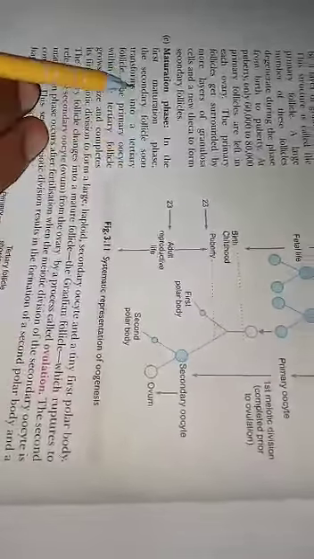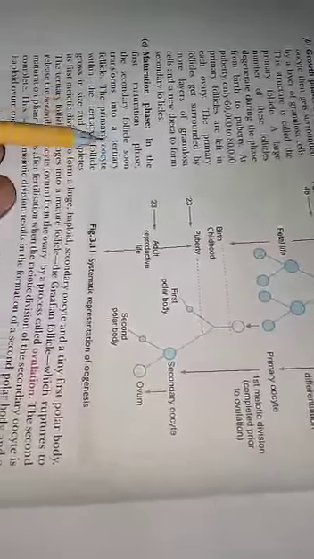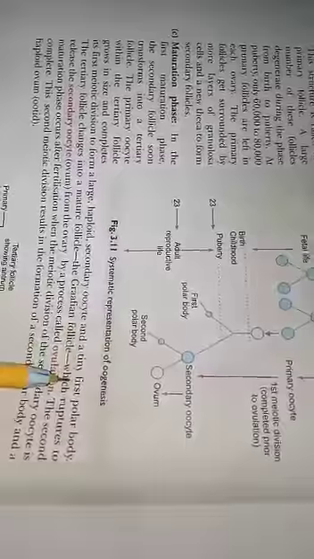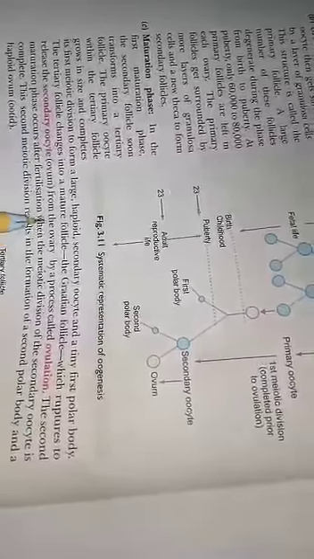Now about the maturation phase. In the first maturation phase, the secondary follicle soon transforms into a tertiary follicle. The primary oocyte within the tertiary follicle grows in size and completes its first meiotic division to form a large haploid secondary oocyte and a tiny first polar body. The tertiary follicle changes into a mature follicle, the Graafian follicle, which ruptures to release the secondary oocyte, that is ovum, from the ovary by a process called ovulation.